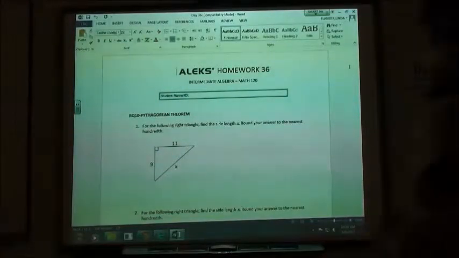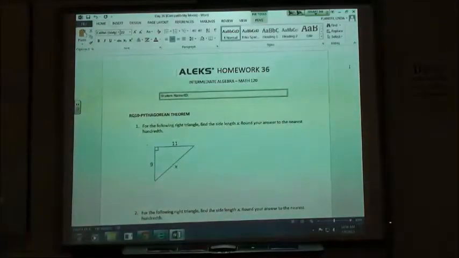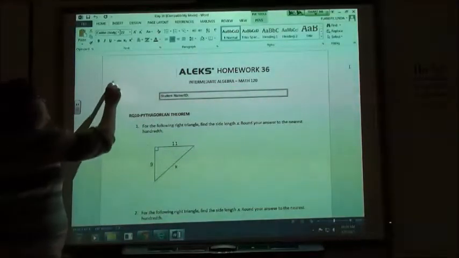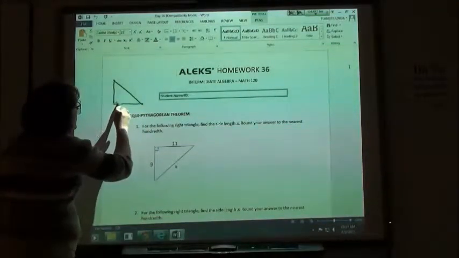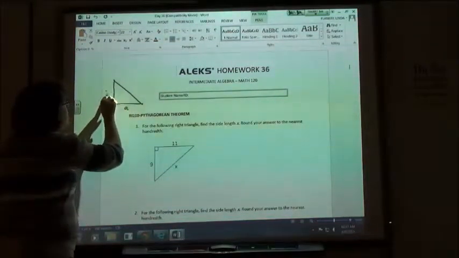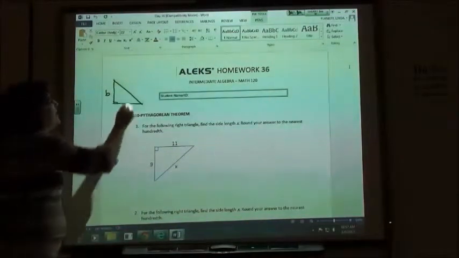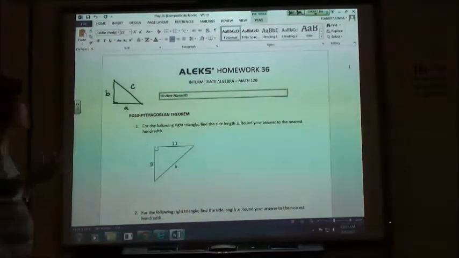All right, intermediate algebra homework 36 is starting out with what's known as the Pythagorean theorem. Some guy named Pythagoras figured out that if I have a right triangle, with a right angle in there, the sum of the legs squared, the legs are the two short sides, is equal to the hypotenuse squared. The hypotenuse is always the longest side.